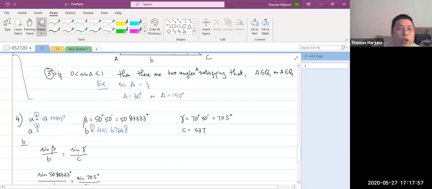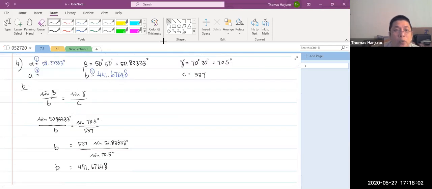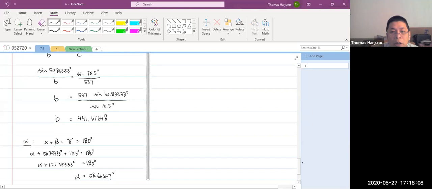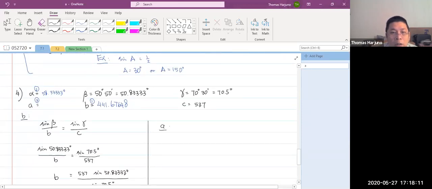Okay, now I think right now we don't really need that because we can just go on with the computation, right? We can just go on with the computation and put this down. Do the partition so that I can work on my A here. Side A: sine alpha over A equals sine gamma over C. Sine 58.3333 degrees over A equals sine 70.5 degrees over 537.